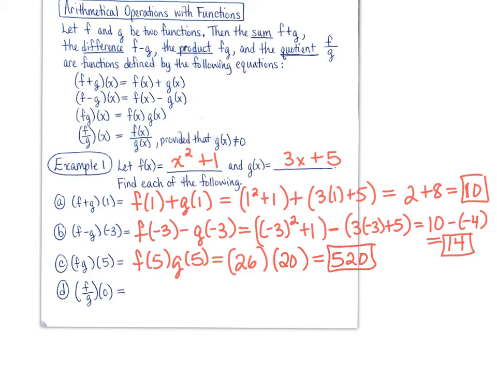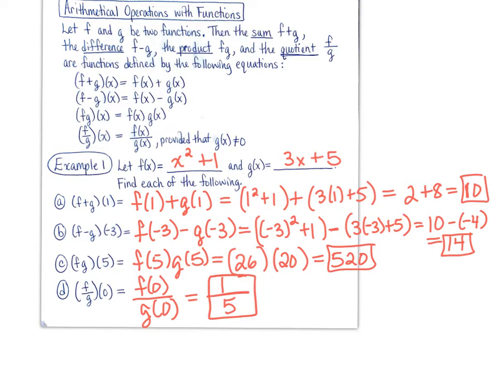Now, f divided by g of 0 is the same thing as f of 0 divided by g of 0. What's f of 0? 1. And what is g of 0? 5. So we get 1/5. Okay? So now what we've done is we've taken two different functions and we've created new functions: the sum, the difference, the product, and the quotient.